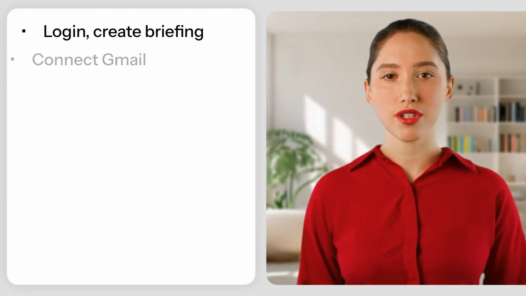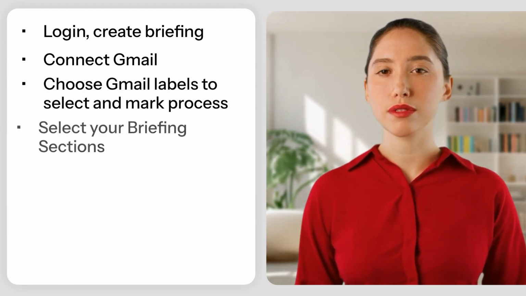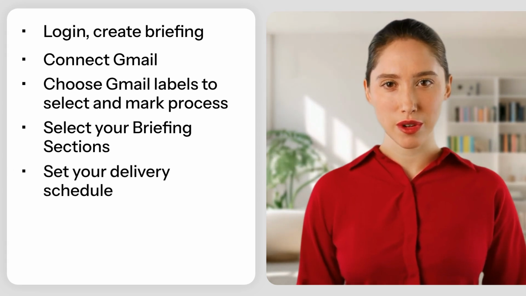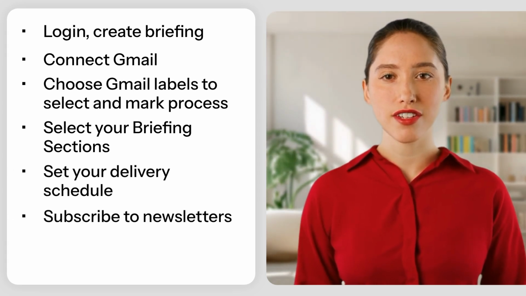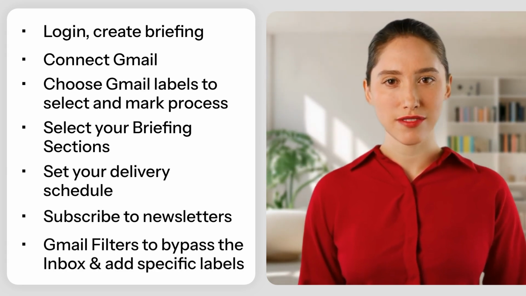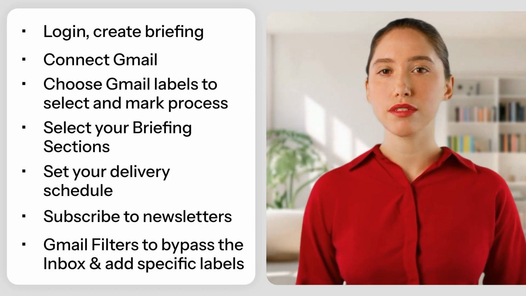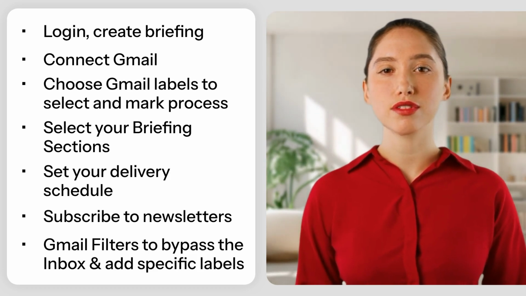To recap, log in, create a briefing, connect your Gmail, choose which emails you want to select and where to move them, select your briefing sections, and set your delivery schedule. Subscribe to newsletters and other sources, and add a Gmail filter to bypass the inbox and add a specific label. This label will be the label you add to your briefing. From that day on, you'll receive regular briefings that capture the information most relevant to you.